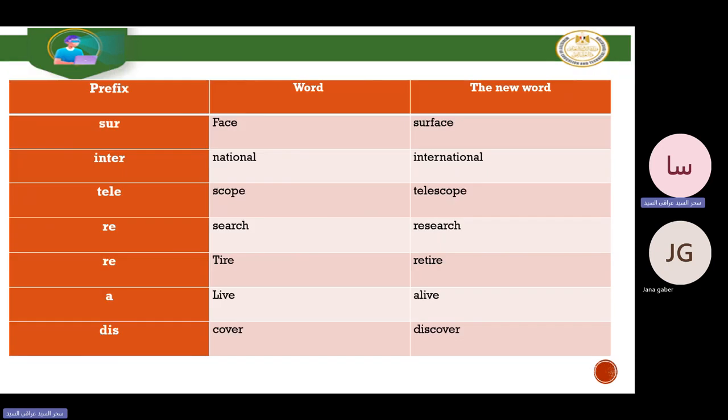Now with some prefixes. If we add these prefixes at the beginning of the word, they change their meaning. If we add sur to the word face, it becomes surface. It's a different word. National with inter becomes international. Scope with tele becomes telescope. Search with re becomes research. Tire with re becomes retire, a verb. Live with a becomes alive. Cover with dis becomes discover.